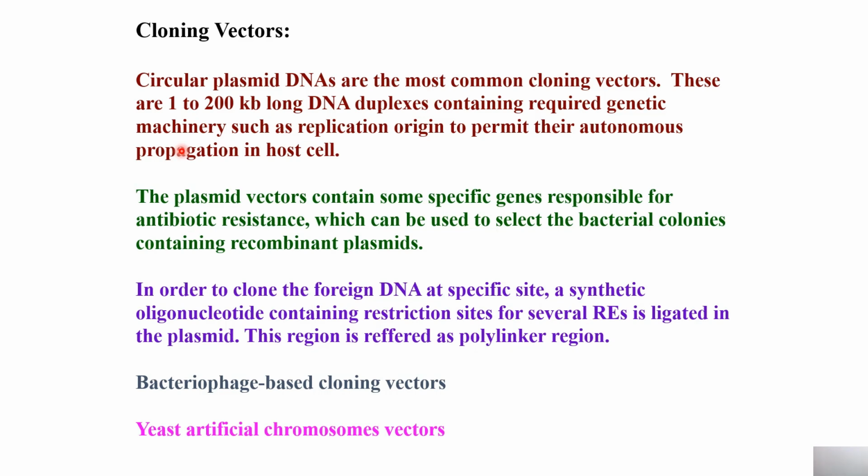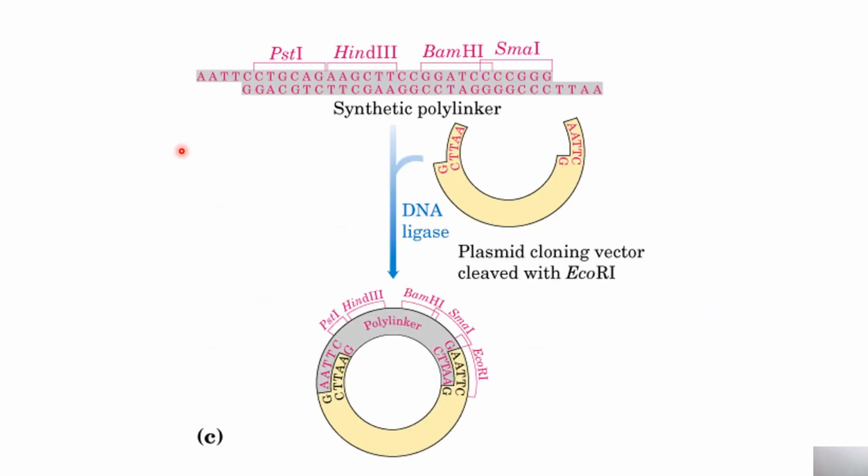In order to clone the foreign DNA at a specific site, a synthetic oligonucleotide containing restriction sites for several enzymes is ligated into the plasmid. This region is referred to as the polylinker region.